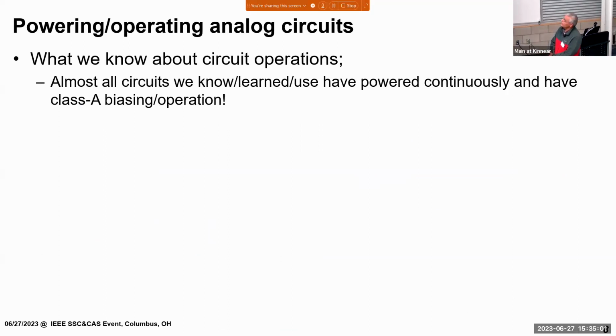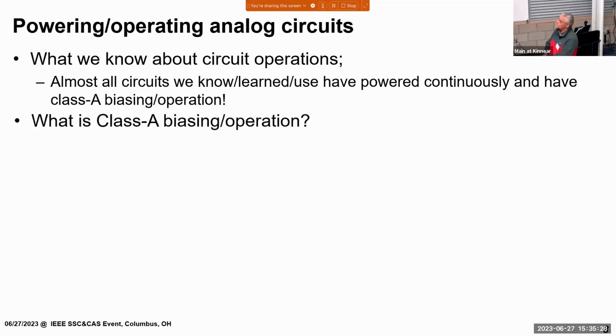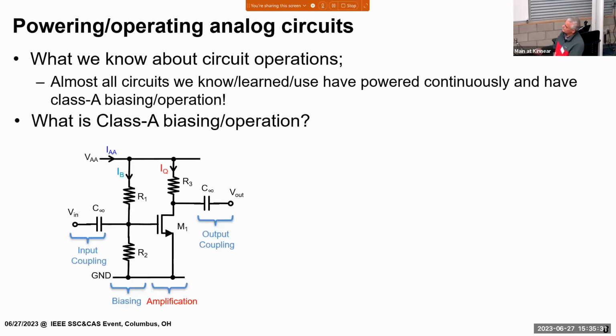Powering and operating a typical analog circuit is kind of interesting. Almost all circuits that you know, learned, or we teach have power that is continuously provided, and that power is typically biasing our circuits in a class A fashion, and the signal is passed through. In class A fashion, if you look at this simple common source amplifier, typically we care about this block, which is the amplifier, right?